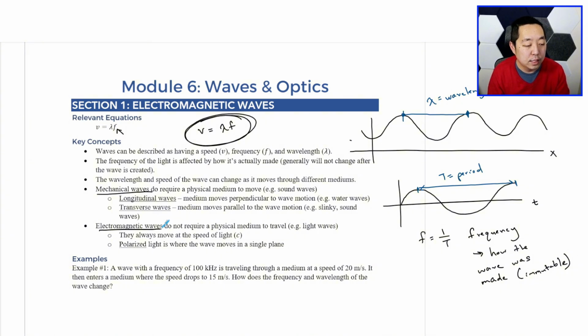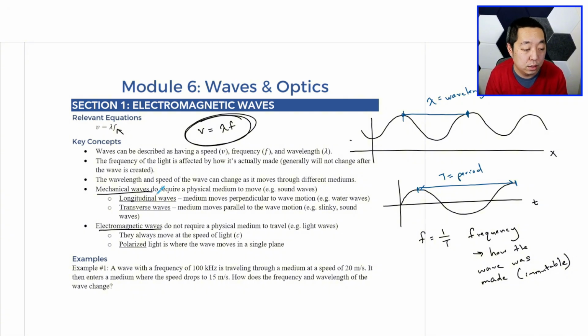Okay? So electromagnetic waves are just special kinds of waves like those examples that I just listed here. Now, that is the distinction between mechanical and electromagnetic waves. Mechanical waves require a physical medium like air or water or some physical substance.